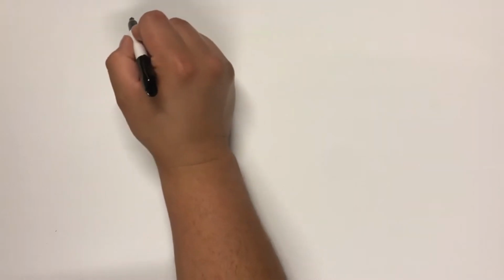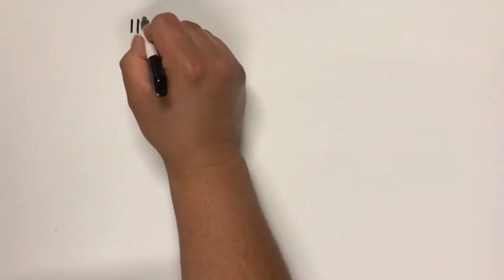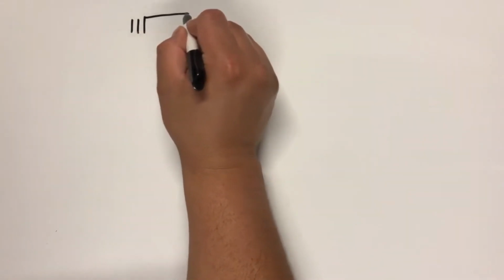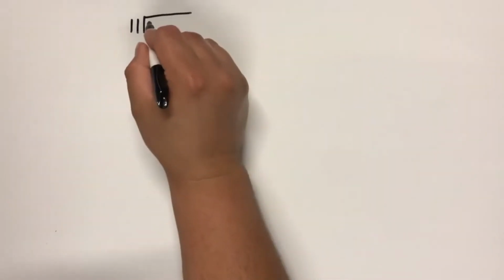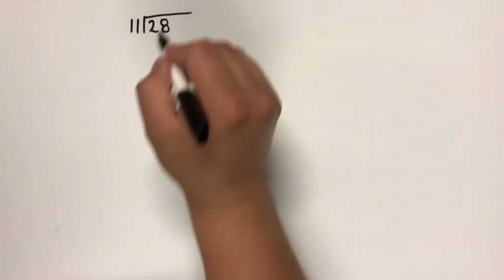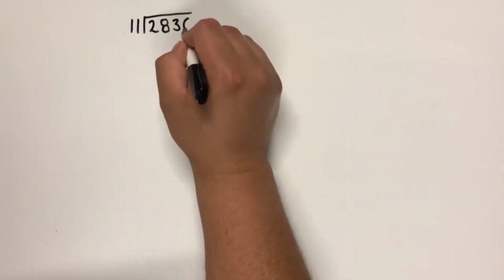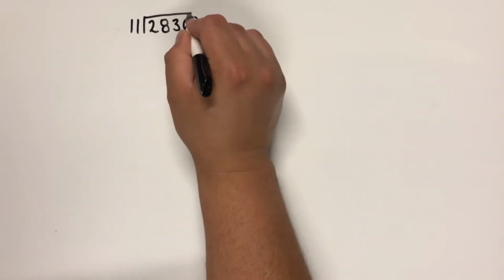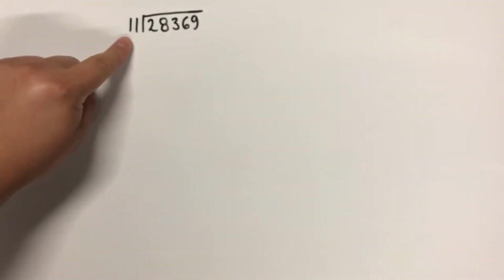Okay, let's do an example with two numbers outside of the division house. Let's do this one. 11 divides the number 283,69. Okay, well, the first thing I'm going to do is look at the number outside of the division house, which is the number 11. And then I'm going to produce the multiplication table of all the times 11.